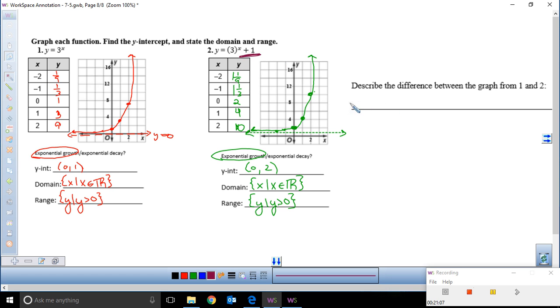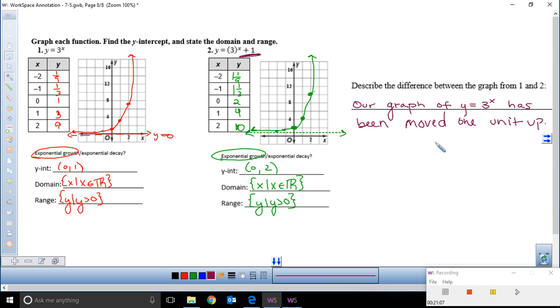So describe the difference. Our graph of y equals 3 to the x has been moved 1 unit up. So everything that's dealing with our y values has been shifted 1 unit up.